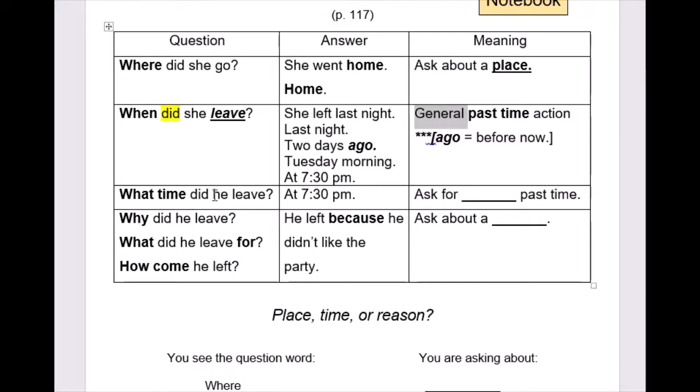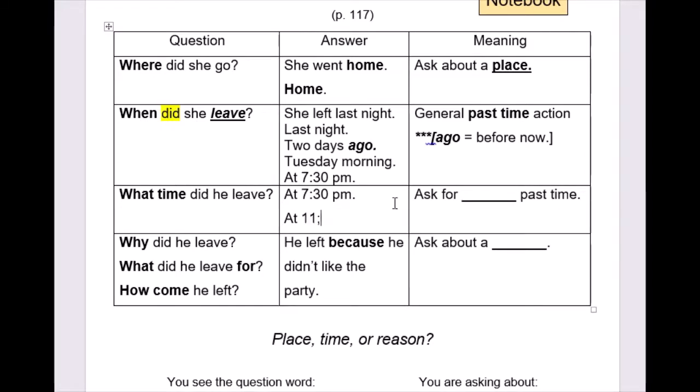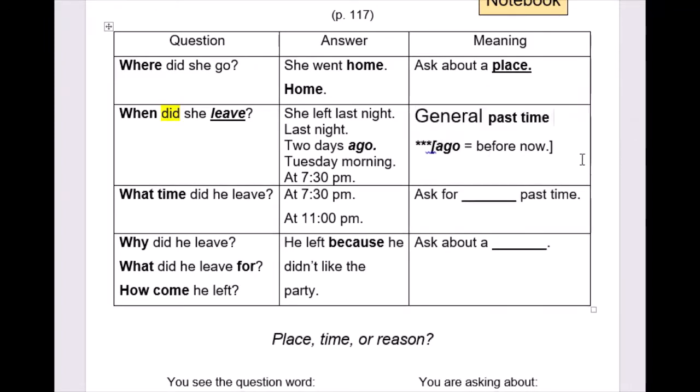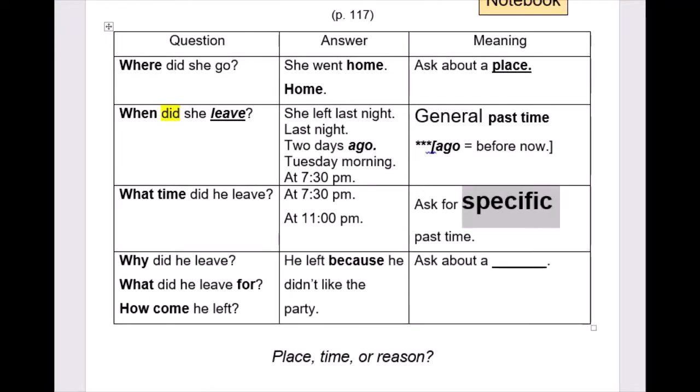What time did he leave? Okay, different question. What time did he leave? At 7:30, 2 days ago at 7:30, let's say at 11 p.m. Okay. So when is general past time, right? But what time is specific. Okay. So what is the real time? What does the watch say? Okay.